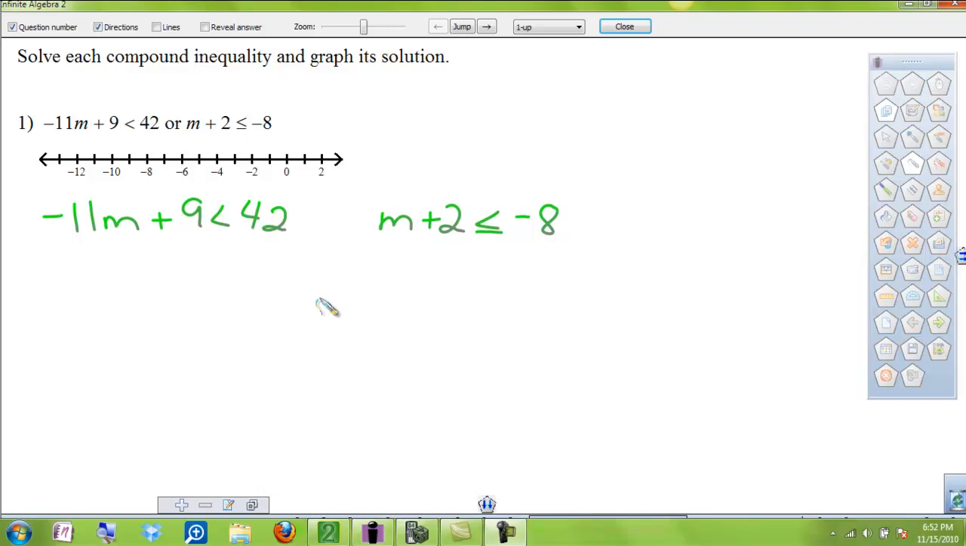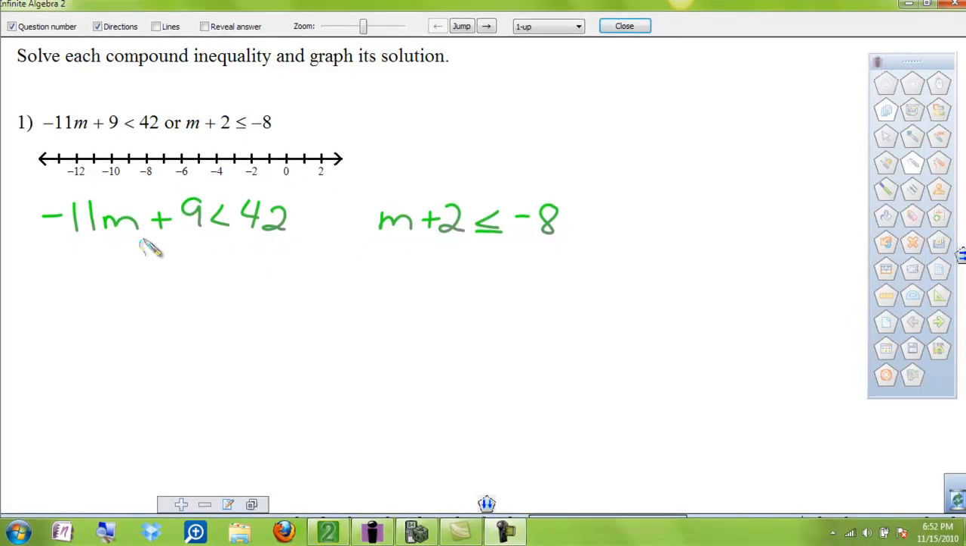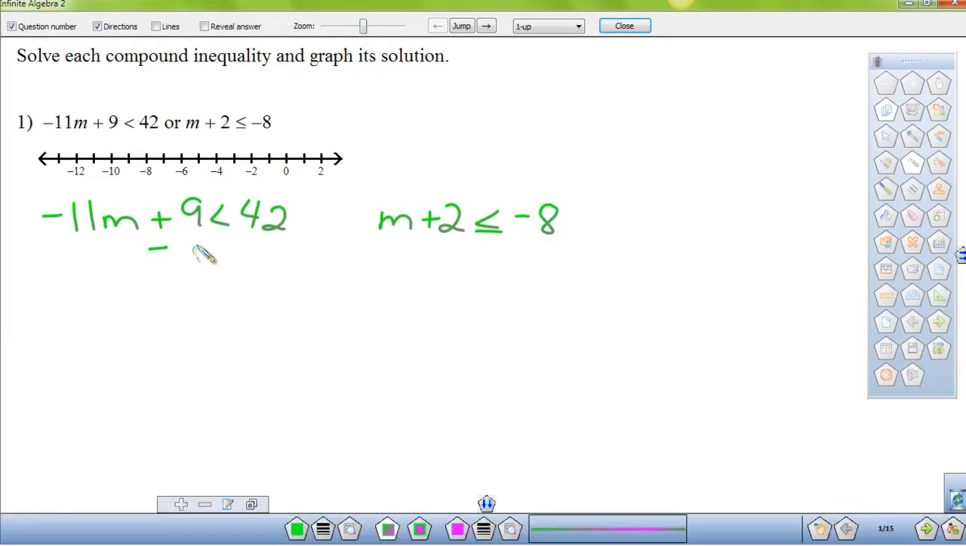Hi, I'm going to begin our first exam review with a compound inequality problem. And you can see that I've rewritten these two sentences down below so that I can work them easier. When you're solving compound inequalities, you just simply have to solve each inequality separately and then put both answers on the number line. So these are done much like equations where you're going to isolate the variable.